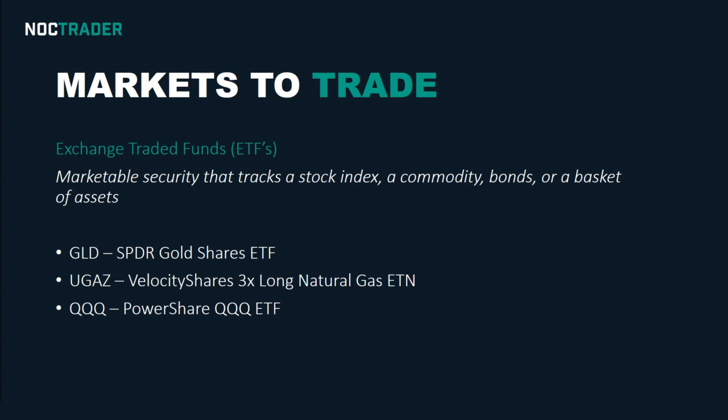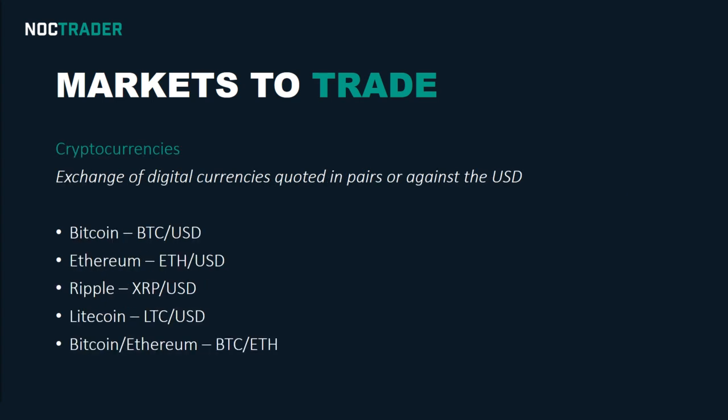I'm not gonna lie, ETFs deserve a video all on their own because of how convoluted it is to explain and how complicated of a tradable product it is. But ETFs are marketable securities that track a stock index, a commodity, a bond or a basket of assets. So while indexes take a weighted average of certain stocks, an ETF will track another financial asset, whether it's gold prices like GLD, or natural gas like UGAZ, or QQQ, which is one of the most popular ETFs, which tracks the Nasdaq 100 index. And then there's cryptocurrencies.